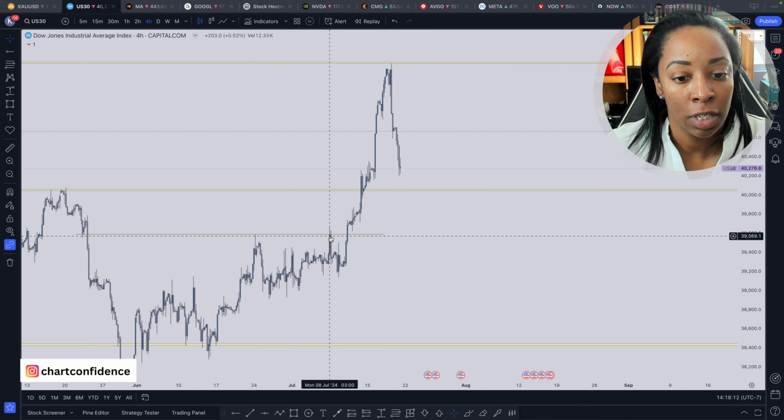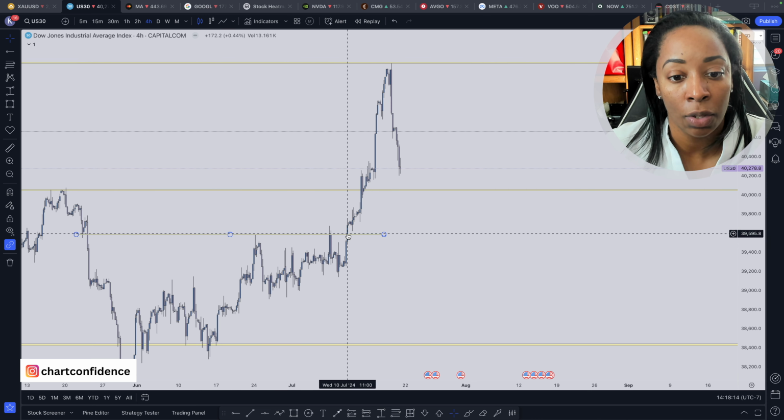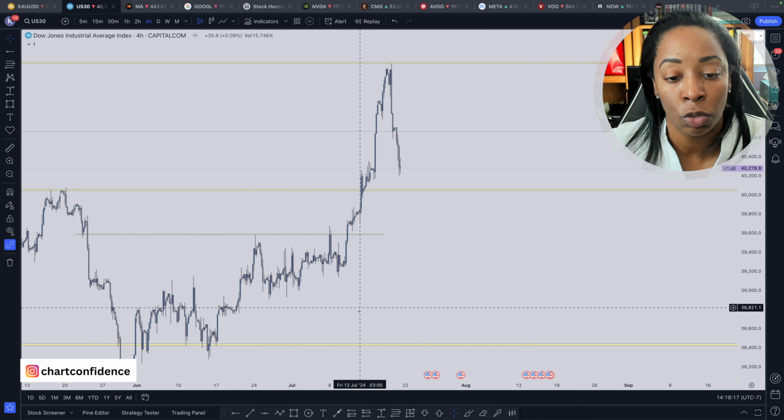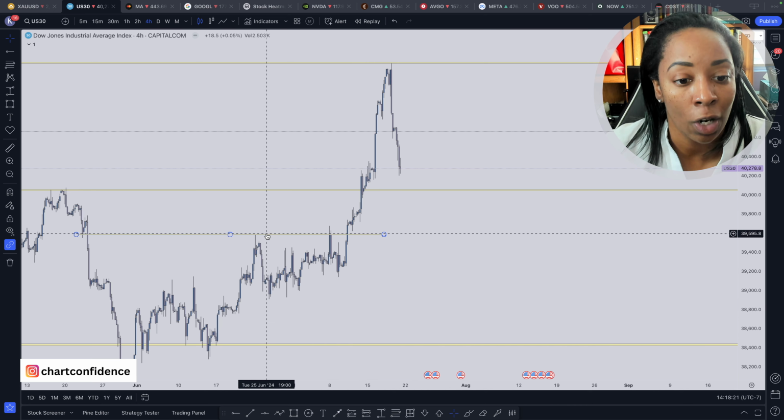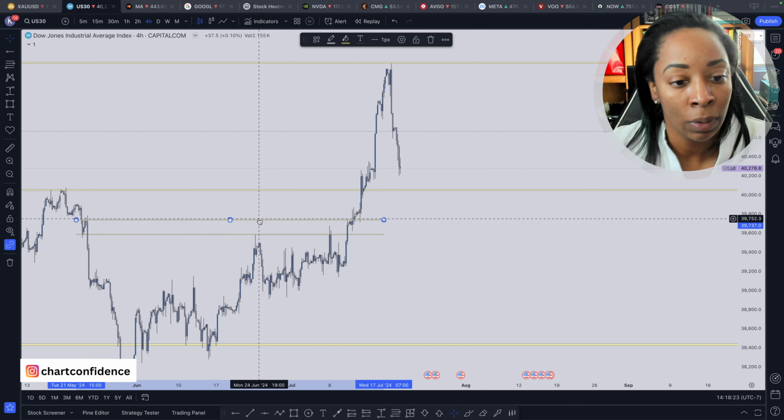We have a rejection, and then we also have a rejection here. This broke up above and then continued to push up. So that's actually a really nice level that I want to keep marked off on my chart. So let's go ahead and clone this.